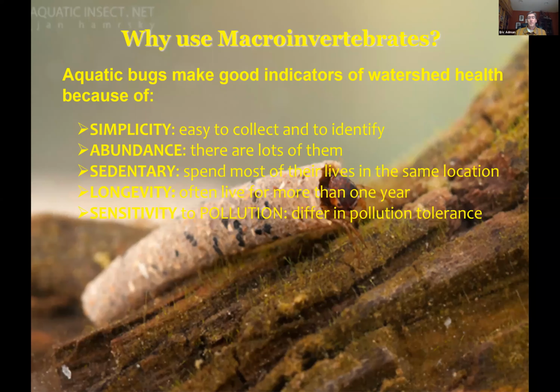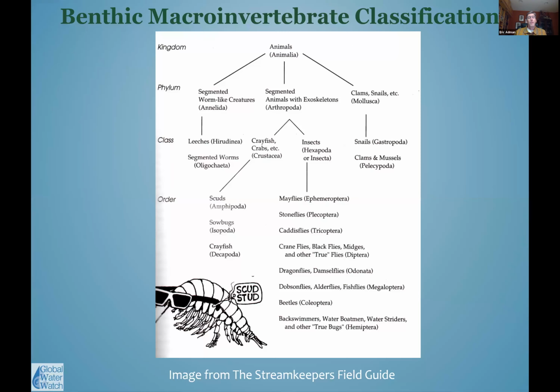So for instance, this is a case-forming caddisfly right here that we're looking at. You're going to classify them into different large groups. We're not going to classify them down to the very detailed level. We're essentially going to be looking at the order and family level. But overall, this is the classification of the benthic macroinvertebrates that we're going to be looking at.